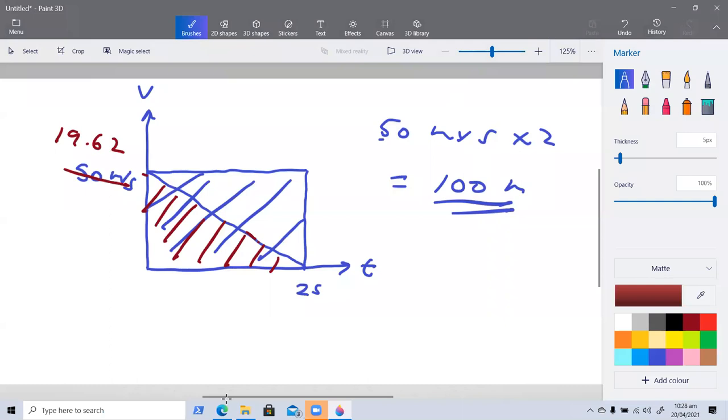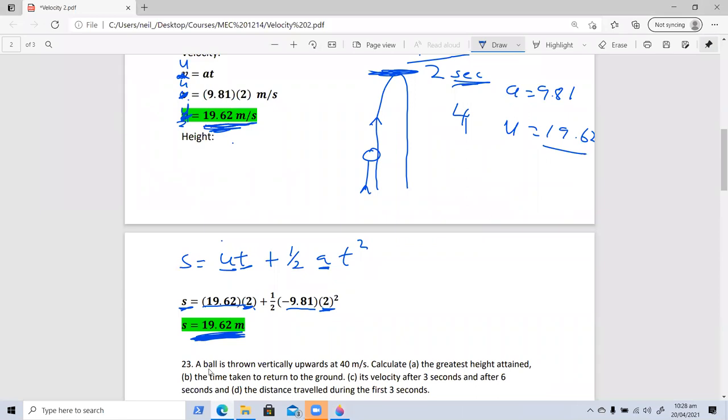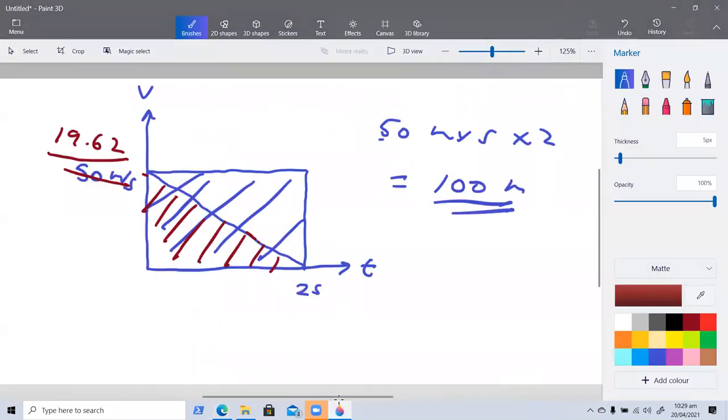19.62, and we decelerated down to 0. So we're not traveling at 19.62 consistently for 2 seconds, we're decelerating along the way. And we're decelerating uniformly down to 0, right? The velocity here is slowing down. At this point here, it's no longer 19.62, it's less than 19.62. And at this point here, it's 0. Close to here, it's very small, much less than 19.62. And up here, it's 0. So we're not traveling 19.62 meters per second for 2 seconds.